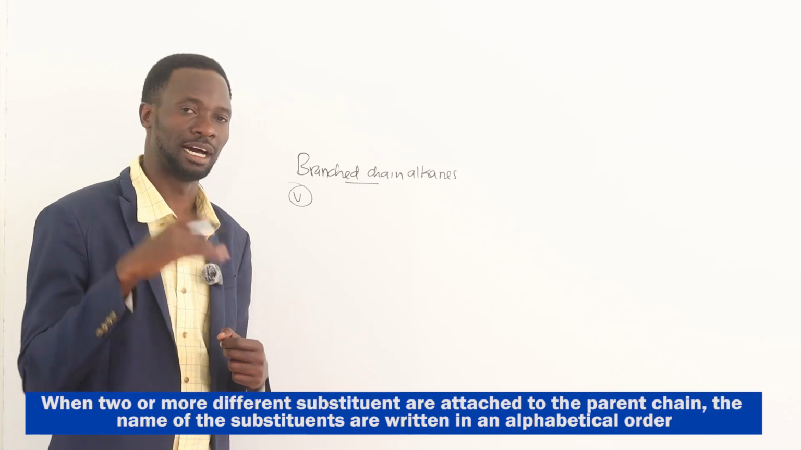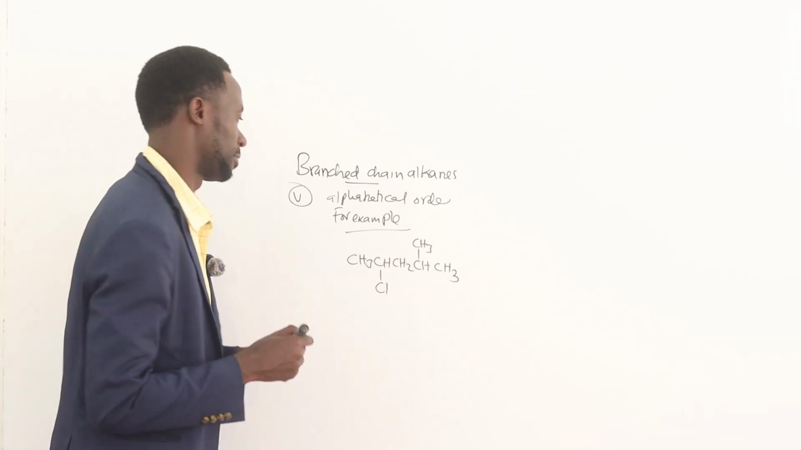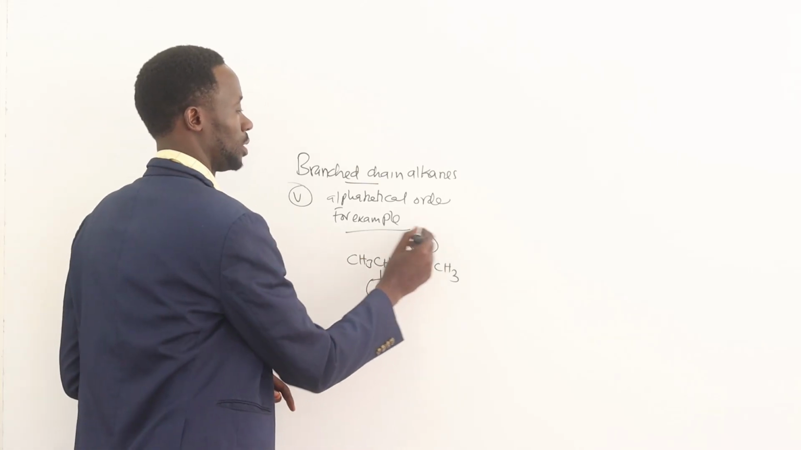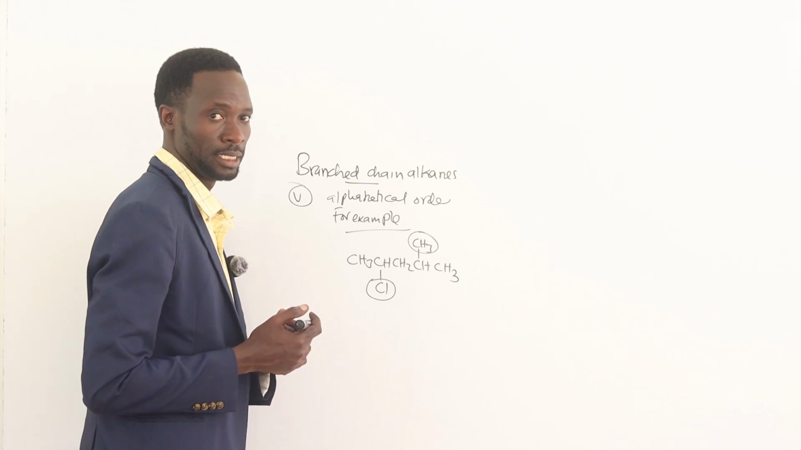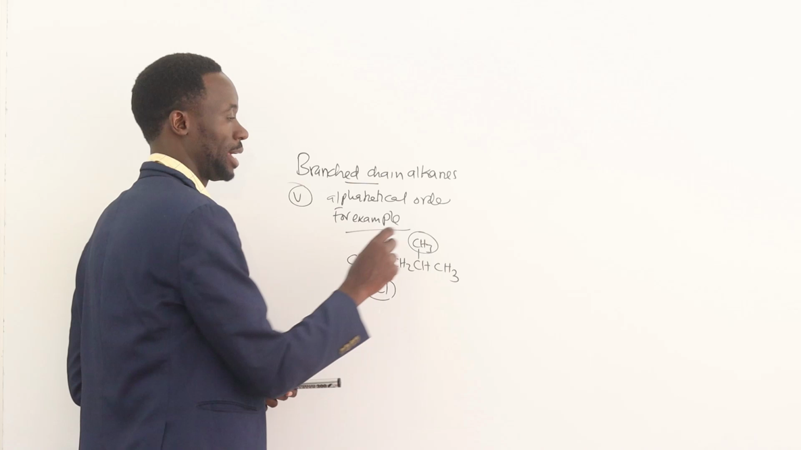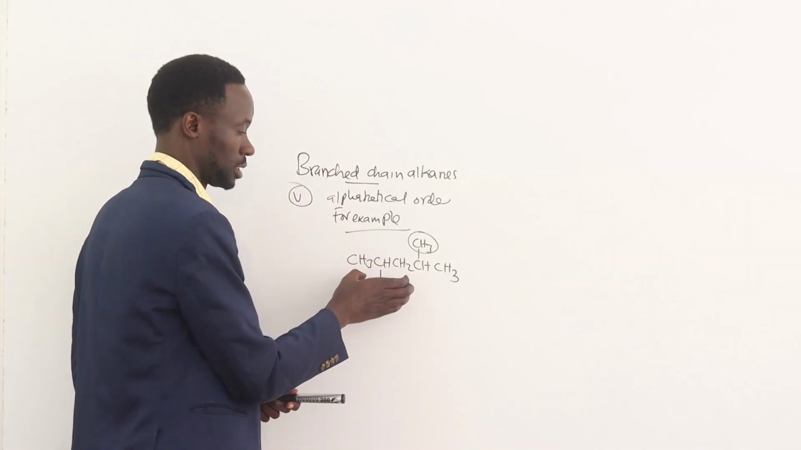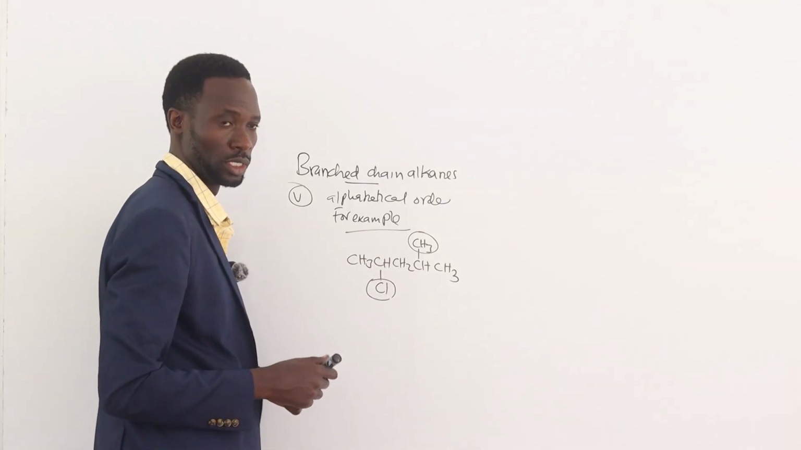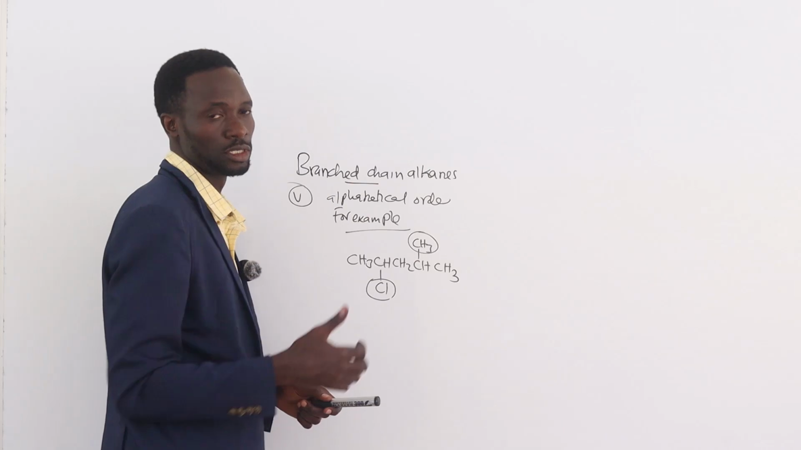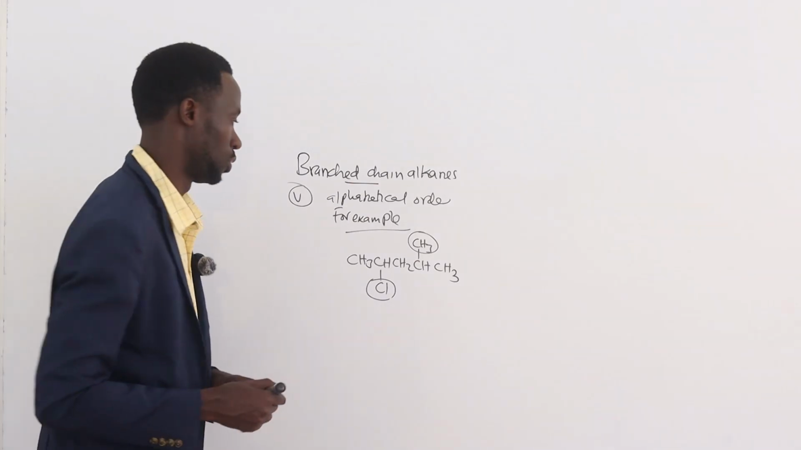Fifth rule says when there are 2 or more different substituent groups, the names of the substituent groups are written following alphabetical order. For example, in this compound, you have the first substituent group, it is chlorine, and this one is methyl. In alphabetical order, C is the one that starts, where M is the one that comes later. Then you have to start by naming this chlorine. In naming chlorine as a substituent group, it is shortened, chlorine becomes chloro.